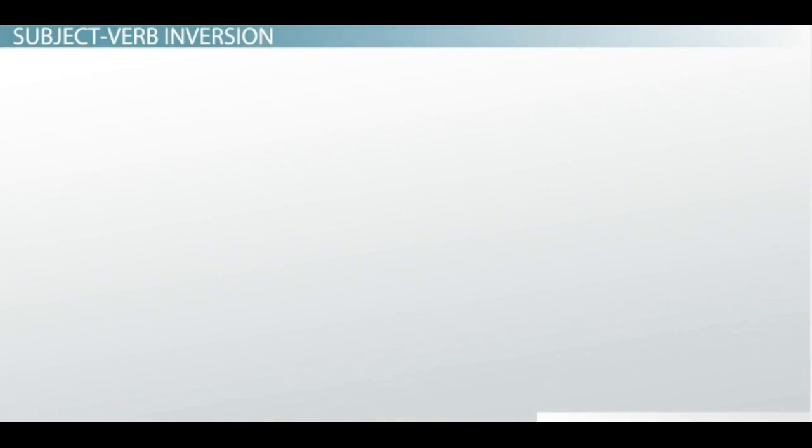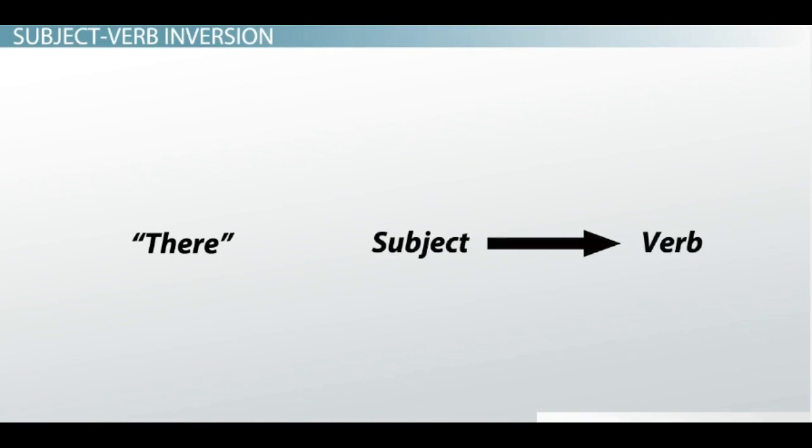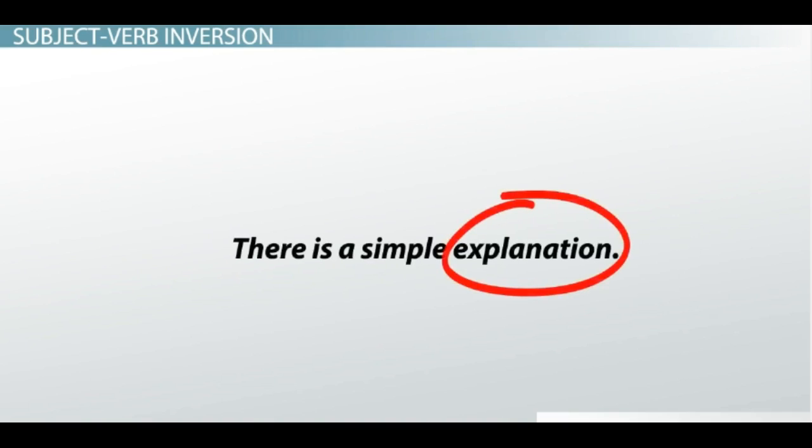Sentences that start with the word "there" typically also feature an inverted subject-verb order. Again, the process is simple. Just connect the dots to identify the subject and verb and make sure that they agree in number. For example, in the sentence, "There is a simple explanation," the subject is explanation and the verb is "is." Here, both the subject and verb are singular, so we have agreement.